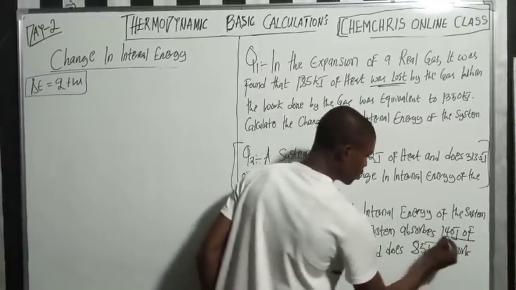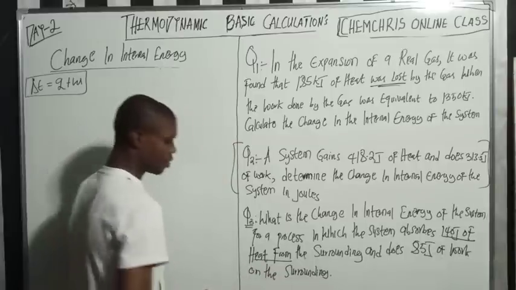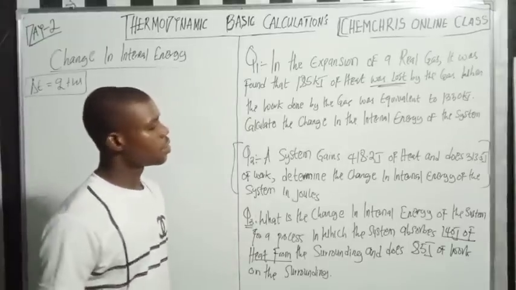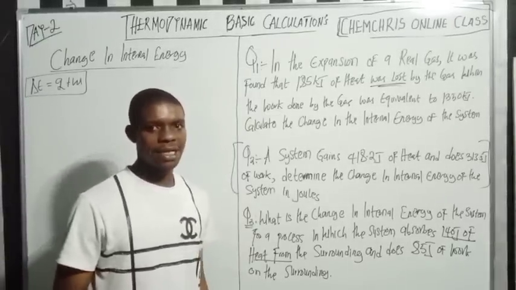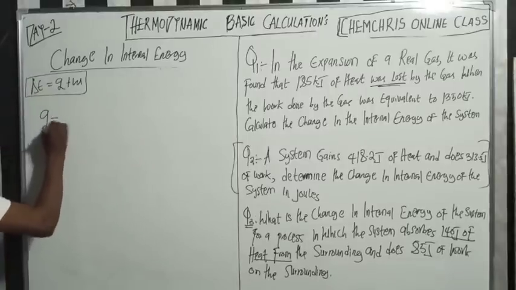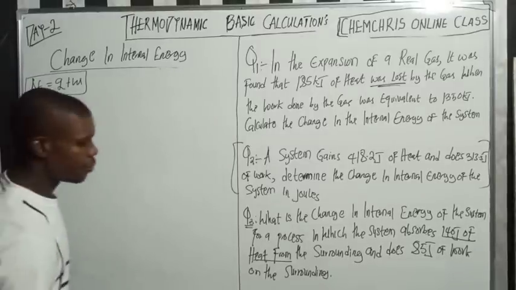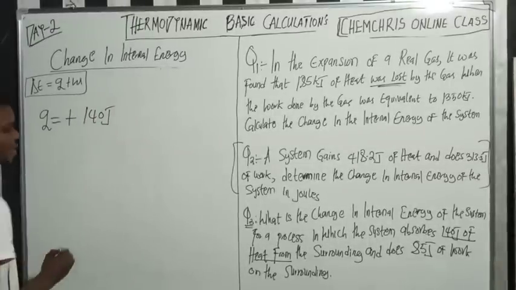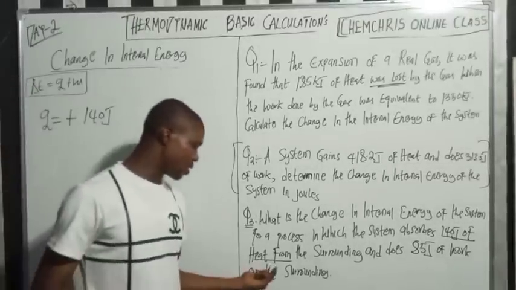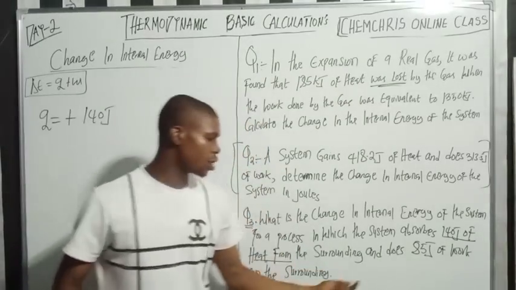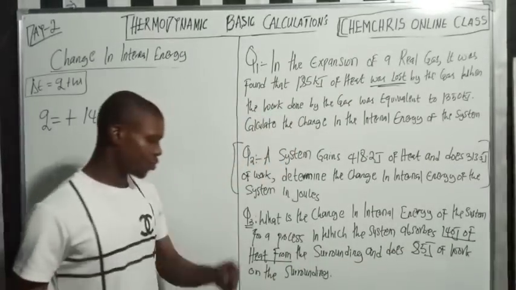So it is absorbed, right? It's called an endothermic reaction. Now, when heat is absorbed, it's called an endothermic reaction, so my Q is positive. So here you have plus 140 joules, right? From the surroundings, and the system does 85 joules of work on the surroundings.